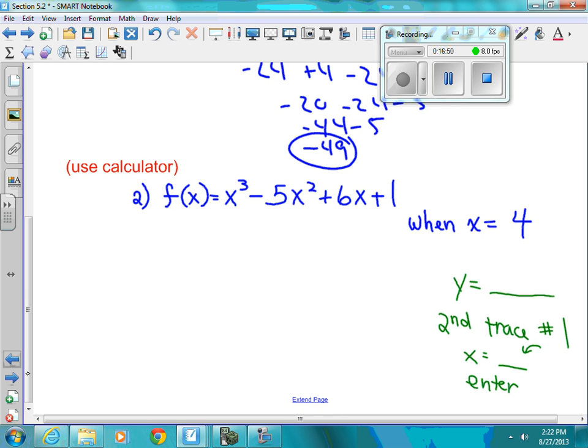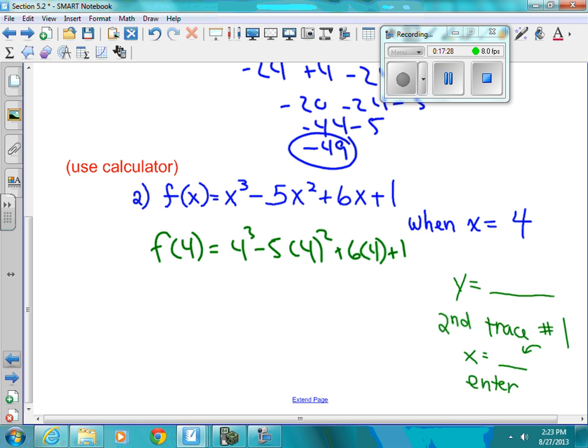On this one, I'm going to show you how we can use the graphing calculator a couple of ways. One, just plugging it into your calculator. Two, showing how we can use the graph and some values or functions on the graphing part to evaluate. So let's evaluate this one, x equals 4 this time. It's going to look something like this when we plug it in. F of 4 is 4 cubed minus 5 times 4 squared plus 6 times 4 plus 1.